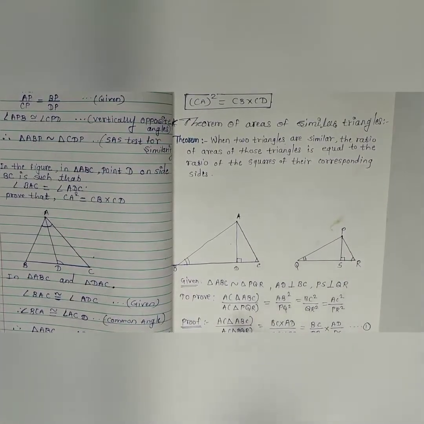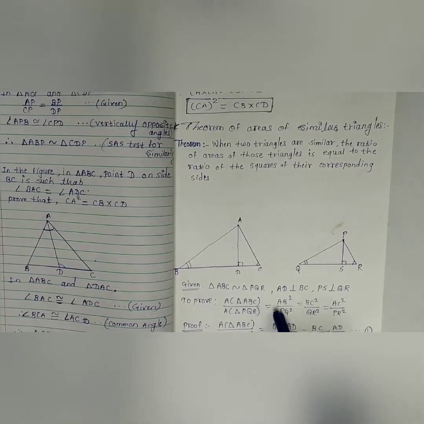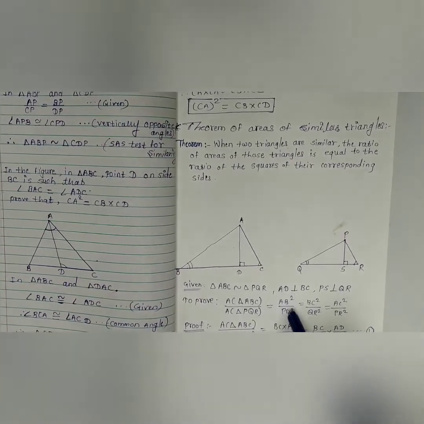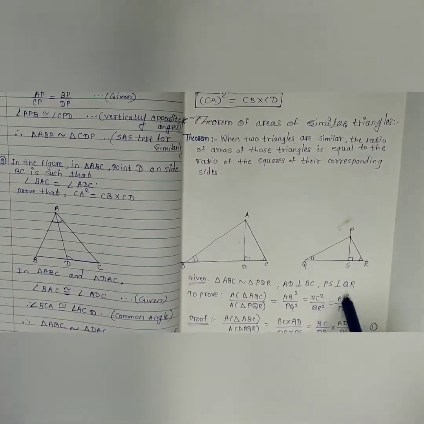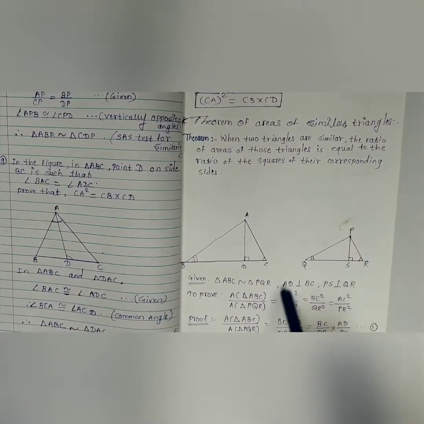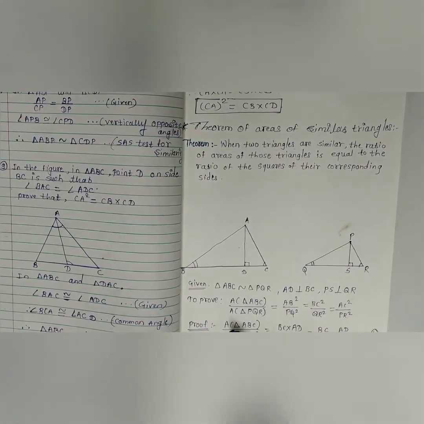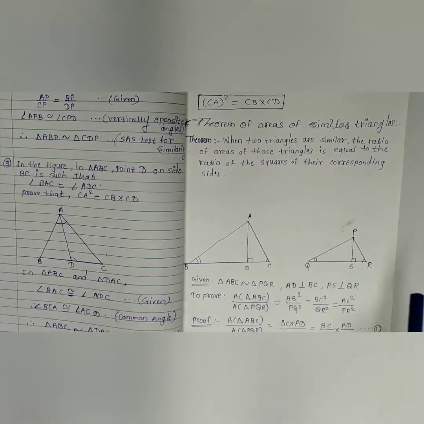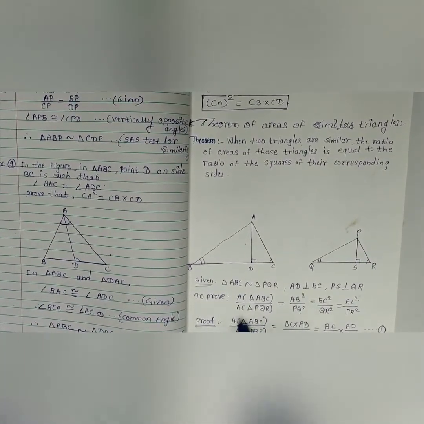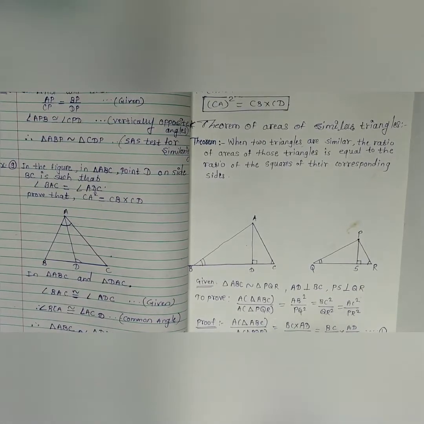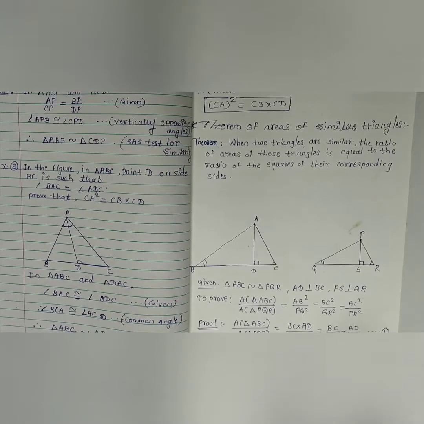And what is to prove? Area of triangle ABC upon area of triangle PQR is equal to AB square upon PQ square is equal to BC square upon QR square is equal to AC square upon PR square. These all are the corresponding sides of similar triangles. First, the proof. In triangle ABC, the ratio of area of these two triangles, area of triangle ABC upon area of triangle PQR is equal to BC into AD upon QR into PS.